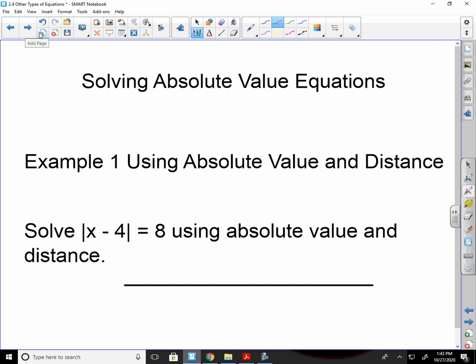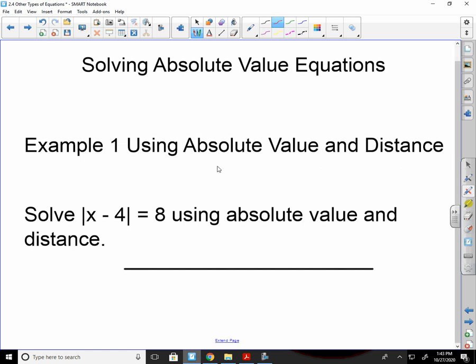Example 1, using absolute value and distance. Solve the absolute value of x minus 4 equals 8 using absolute value and distance. So the way that we do this is we're saying the difference between some point x and 4 is 8. So if I have some number 4, then I can go 8 away from it, right? And that would take me to 12. But I could also go 8 in this direction. 3, 2, 1, 0, -1, -2, -3, -4.